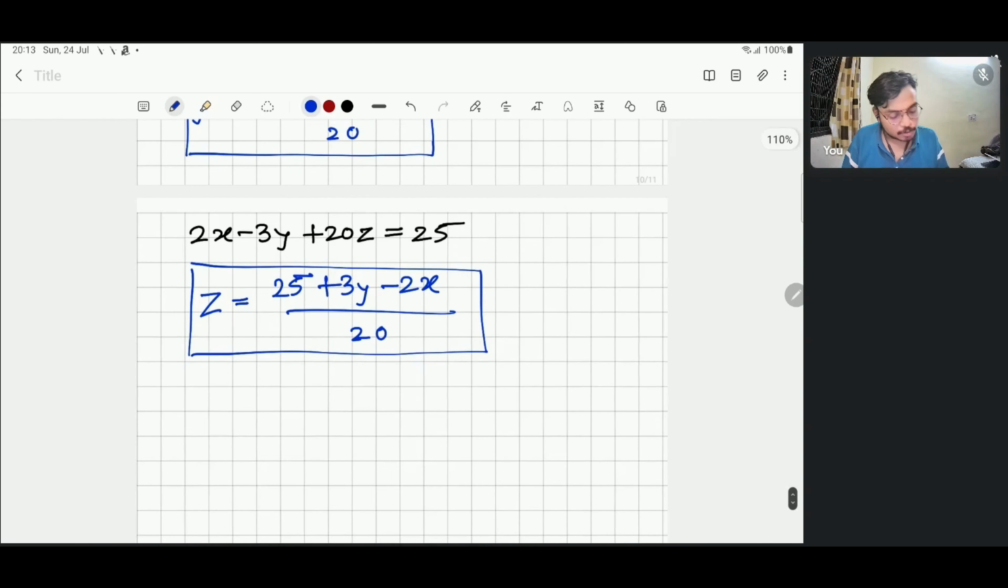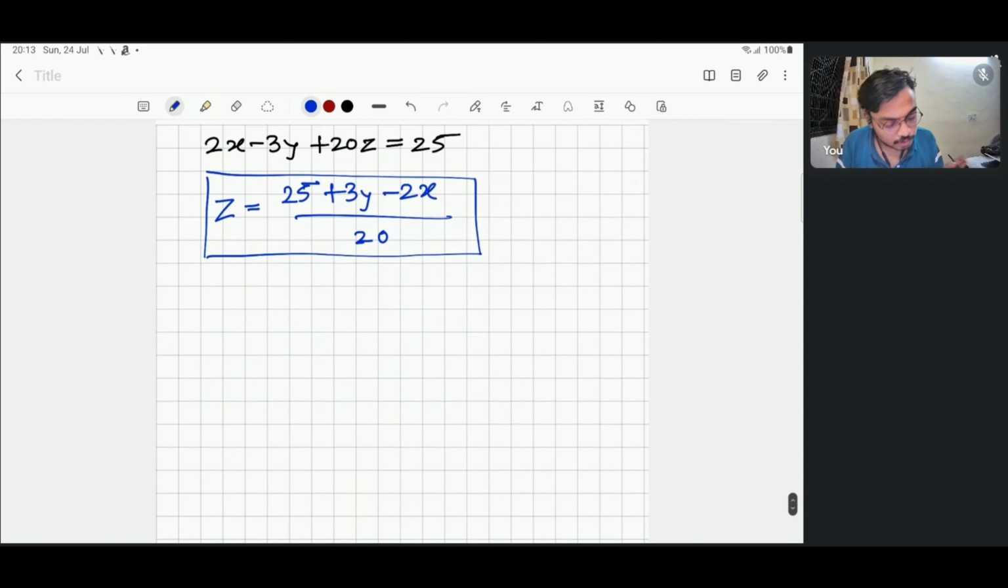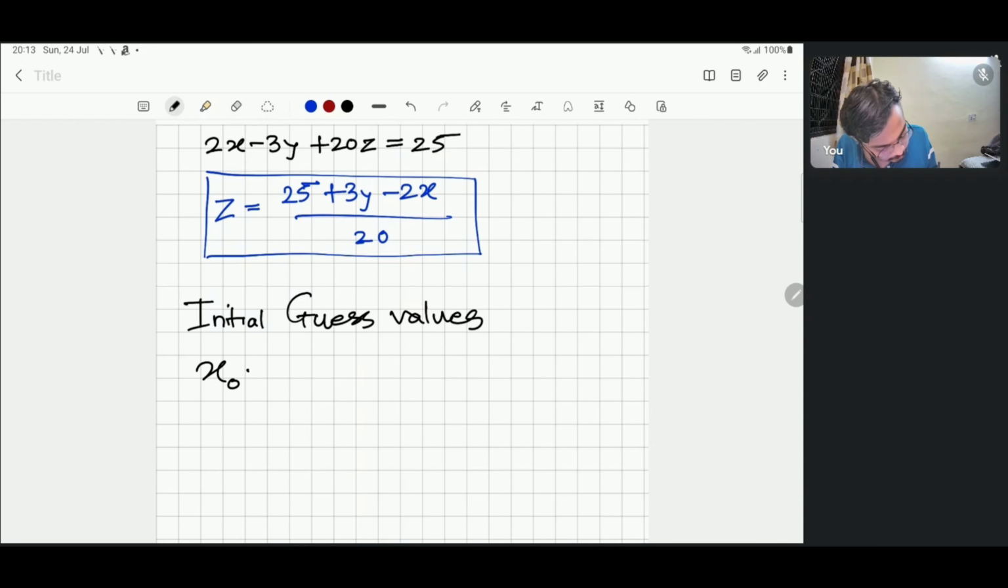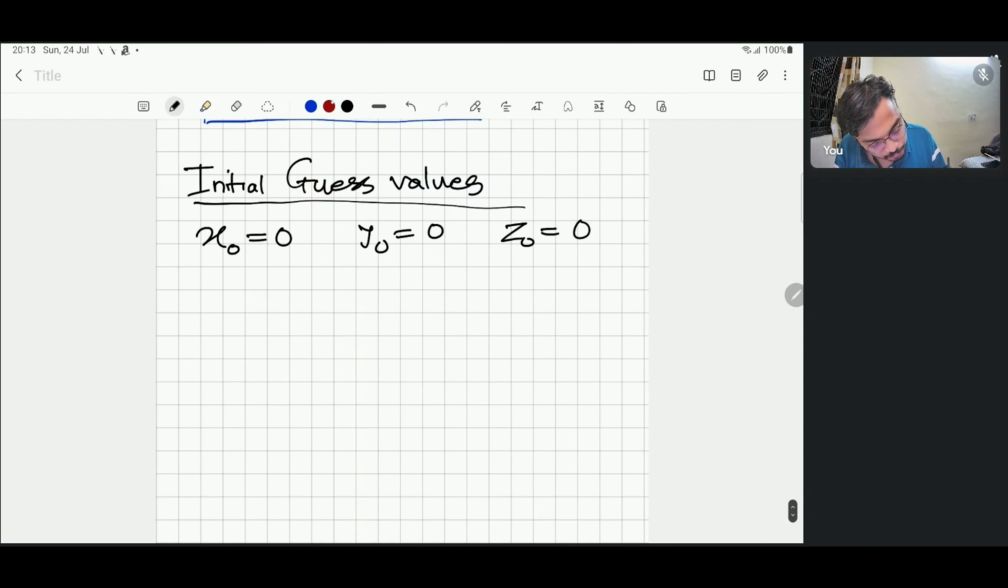What will we do in Jacobi? Now we will consider initial values, as this is an iterative method and initial values are required. We will consider all as 0. Now, for the first iteration, calculate the values for the first iteration.